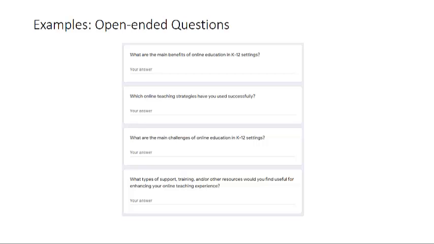In contrast, open-ended questions require participants to respond in their own words. They typically start with phrases like, "Describe your experience with," or "What are some," or "Tell us about," which are designed to capture more detail and depth of response. Here is an example. What are the main benefits of online education in K-12 settings? Note that this question cannot be answered in just one or two words and does not require participants to choose from a limited number of response options. Instead, the participant must consider their own experience and generate a response. Responses to open-ended questions produce qualitative data.